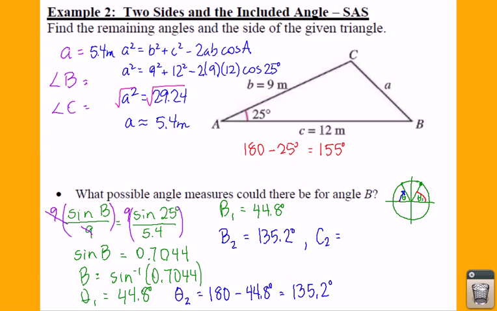Because for your angle C, you have to add together your 25 degrees and your 44.8, subtract that from 180, so that would give you 110.2 degrees. And for the second possible theta, you have 25 degrees plus 135.2, which is 160.2, which would give you 19.8 degrees. Now, here's where you have to use a little bit of your thinking.